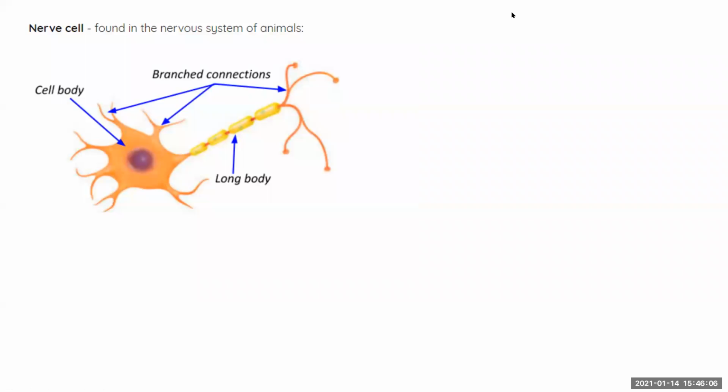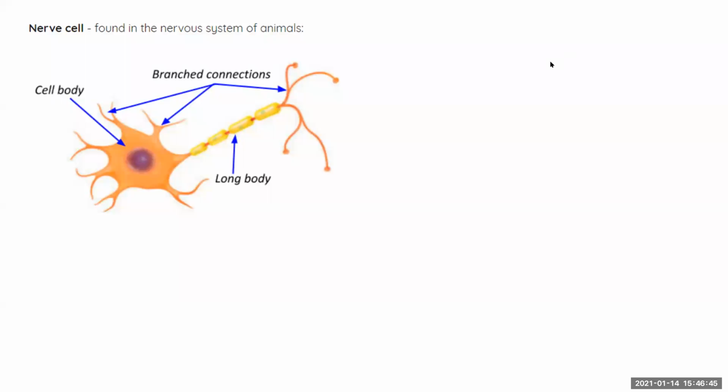Now, here's another specialized cell. This is called a nerve cell. A nerve cell, if you only look at this part, looks like our normal animal cell. So what happened is it grew and grew and grew and specialized so that it is long and thin so that it can carry information from our brain to other parts of our body and from other parts of our body to our brain. So that's why when you touch something hot with your finger, that information can be carried from your finger all the way to your brain.